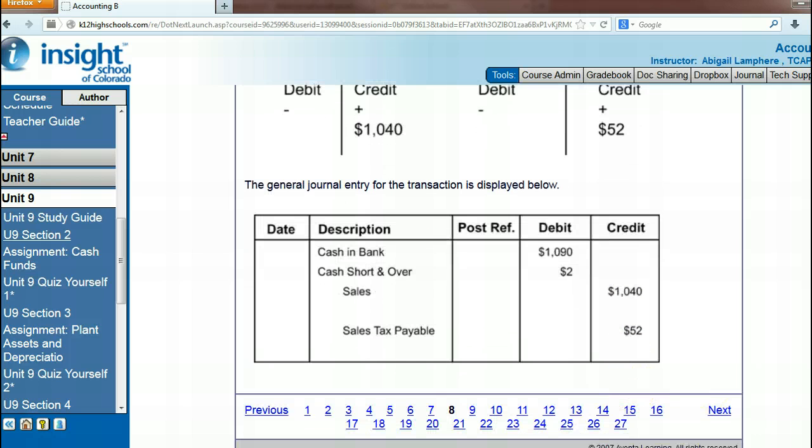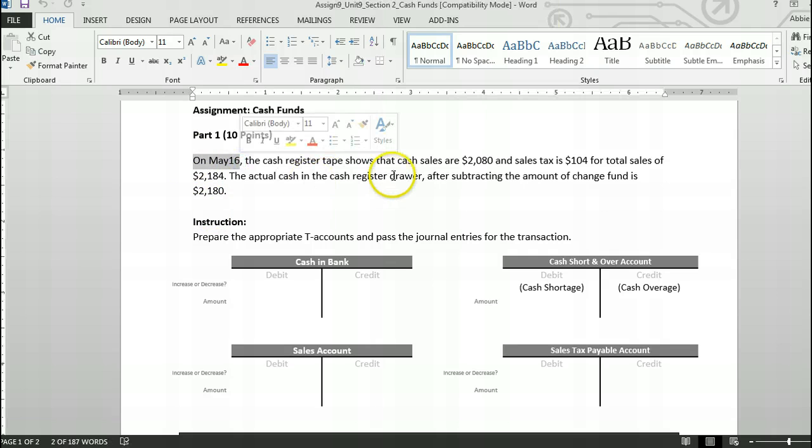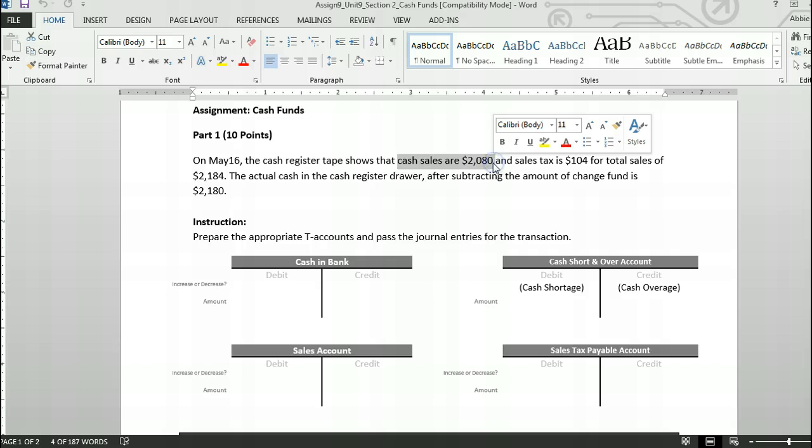Okay, that brings us to the first part of your assignment. In this assignment, it's the same type of setup. On May 16th, the cash register tape shows that cash sales are $2,080. Sales tax is $104 for total sales of $2,184. The actual cash in the cash register drawer, after subtracting out the amount of change fund, is $2,180. So we are $4 short from what's in our register.